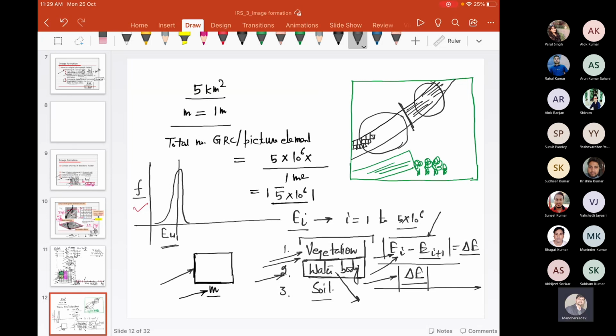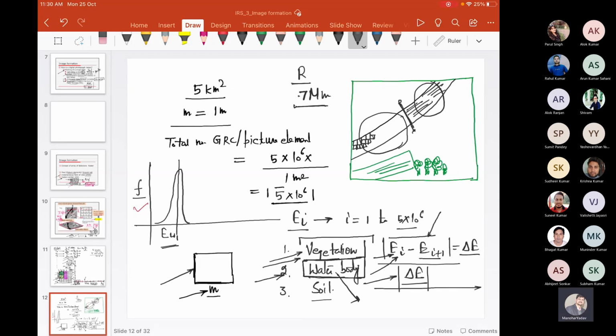Okay, and in which band are we doing the imaging? We are doing imaging around the red spectral band. It's a red band, and it is around 0.7 micrometer. We design the sensor within a spectral band, okay, not at a particular wavelength. So 0.7 micrometer is the central wavelength of that spectral band. We call it the red band.